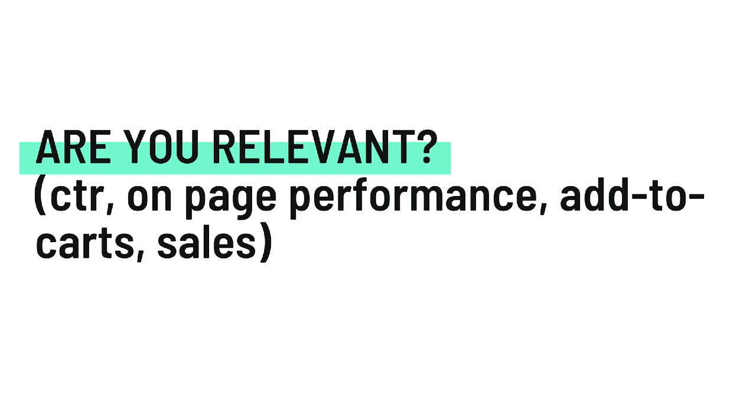So we're trying to send those signals on the right keywords with good click-through rate and good on-page performance, so people are actually looking at the listing after they click on an ad. They're adding to cart, and ultimately they're actually purchasing the product. Those are ways that we can tell Amazon through pay-per-click keywords that our product is relevant for certain search terms that we want to be ranked well for and indexed for.